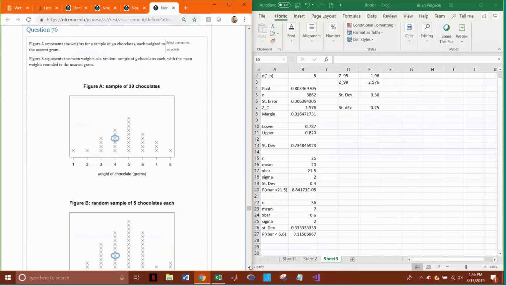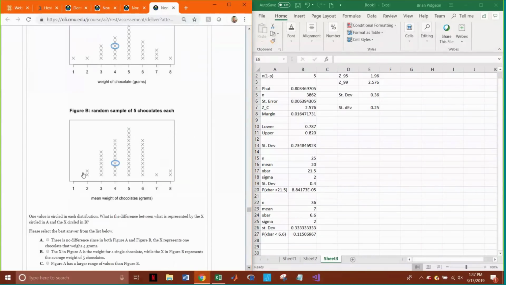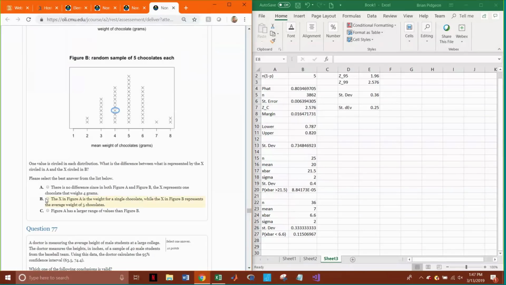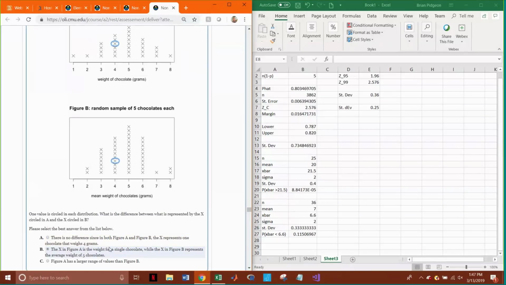This is the exact same question. So we have 30 chocolates individually weighed, and in this one we have the means of 5 chocolates. So what's the difference? The X in figure A is the weight of a single chocolate, while the X in figure B represents the average weight of 5 chocolates.